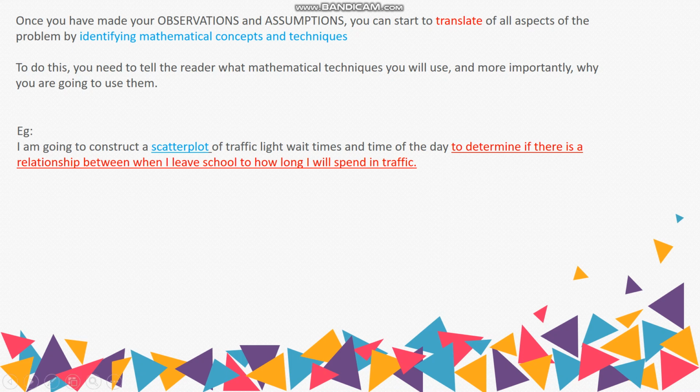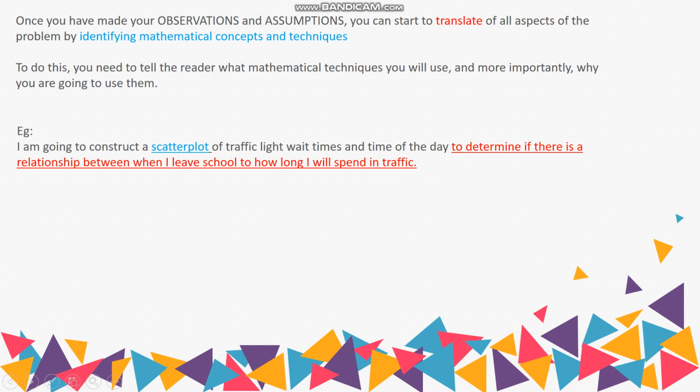So in my situation, I'm going to actually measure and display the different traffic light wait times, because I know traffic lights are going to have a big impact on how efficiently I can get to the Q1. So I'm actually going to plot wait times at traffic lights depending on the time of the day, and I'm going to do this in order to see if there is any kind of relationship between the time I leave school and how much time I spend in traffic, because that's going to help me decide, well, if I leave at this time of the day, I'm going to get to the Q1 in this amount of time.